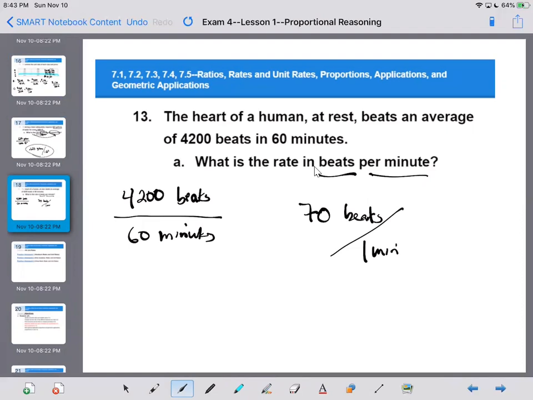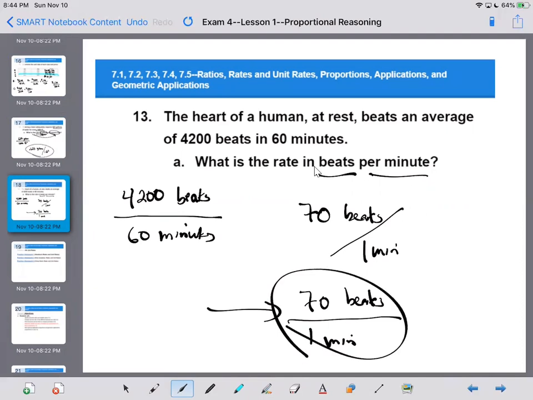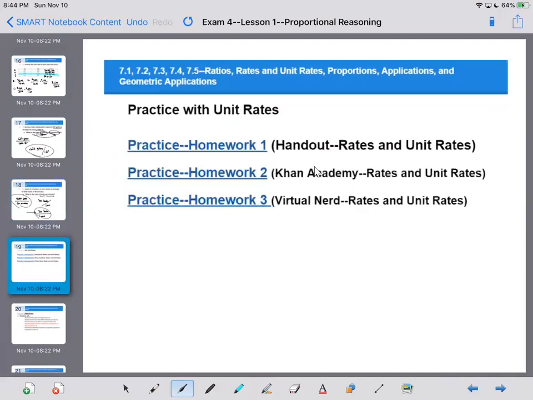Now I'm kind of drawing a diagonal there. I would probably rather see that vertical format as well, just because it is still a ratio, and it models the 4,200 beats per 60 minutes. So there's some practice with unit rates. You've got number practice when you also have some videos as well.